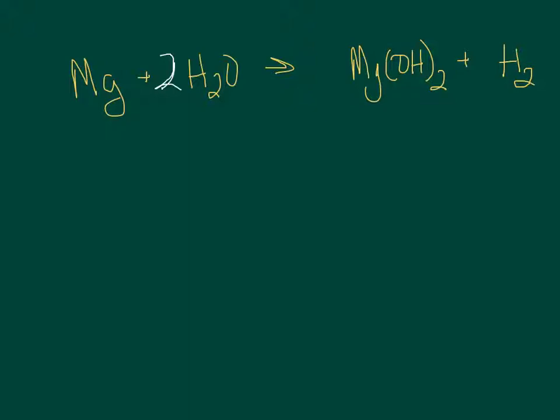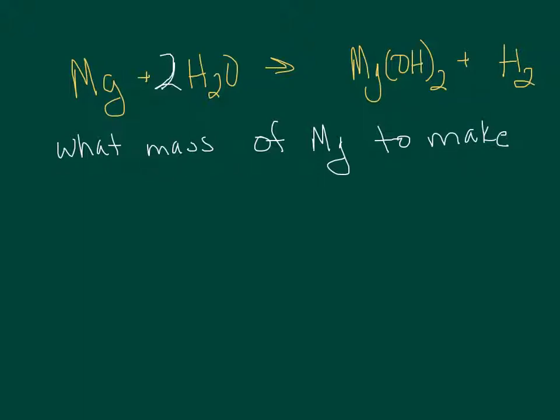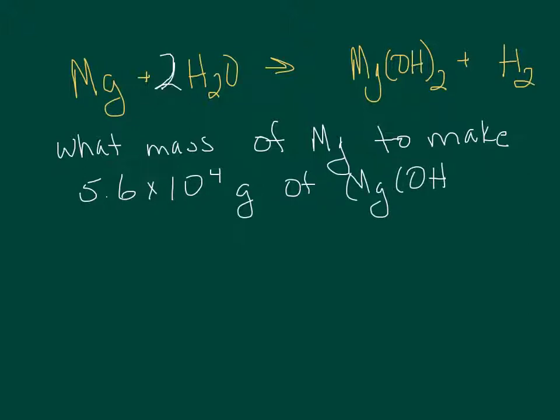Now step 3. Let me read the rest of the problem. What mass of magnesium must you use to make 5.6 times 10 to the 4th grams of Mg(OH)2? Okay.